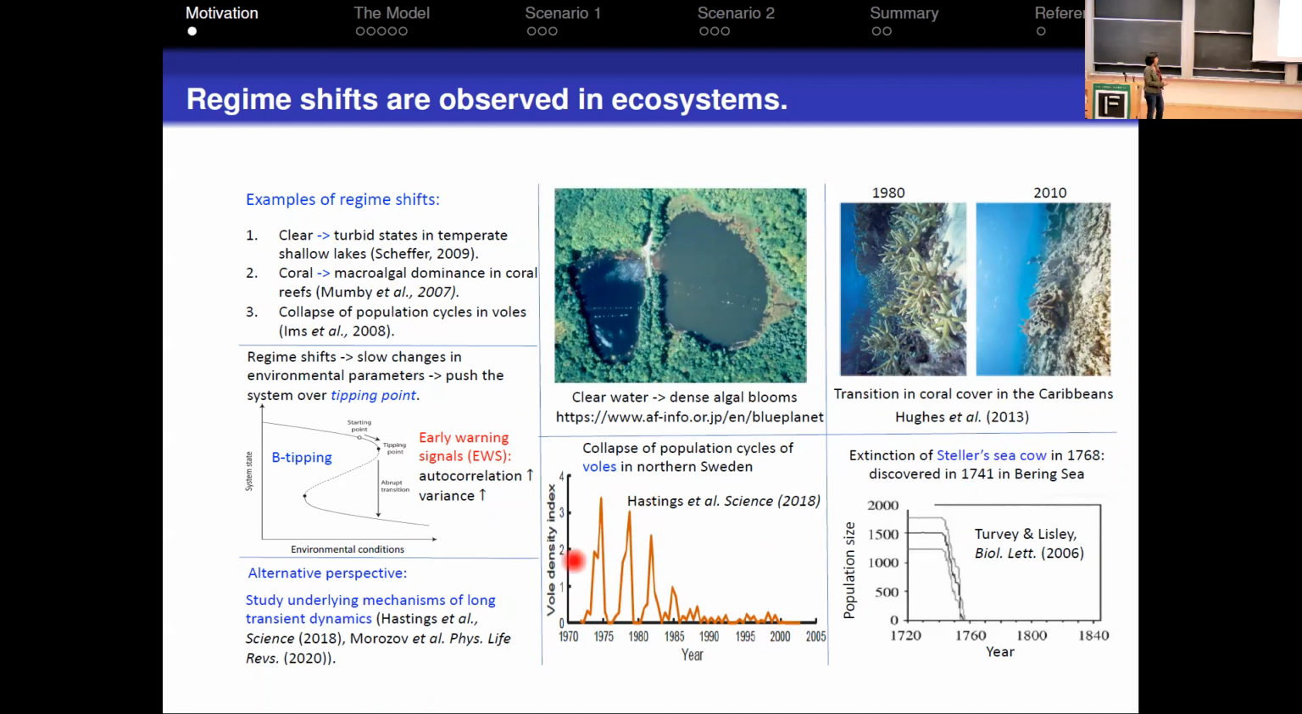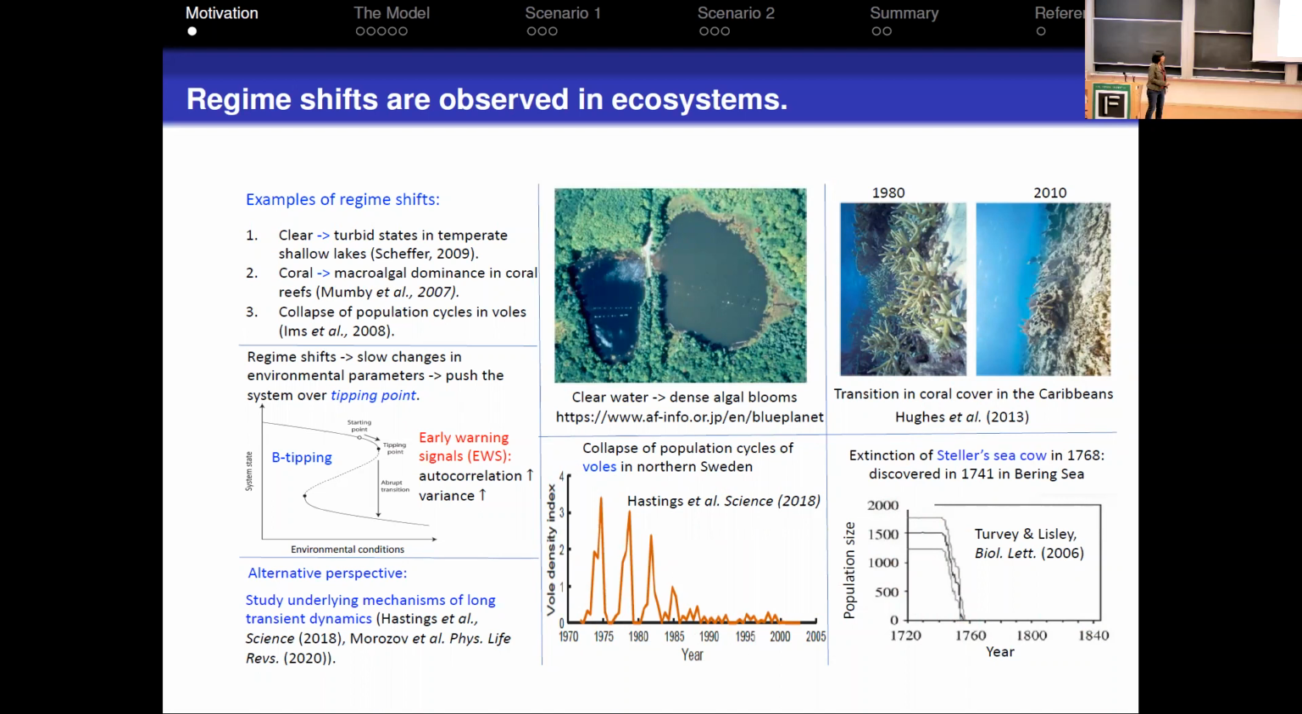In terrestrial ecosystems, we see a collapse of population cycles of voles in northern Sweden. And in some ecosystems, we can even have extinction. One example of such is the extinction of Steller's sea cow, which was found extinct within 27 years of its discovery. So regime shifts are very important. They're usually hard to detect.